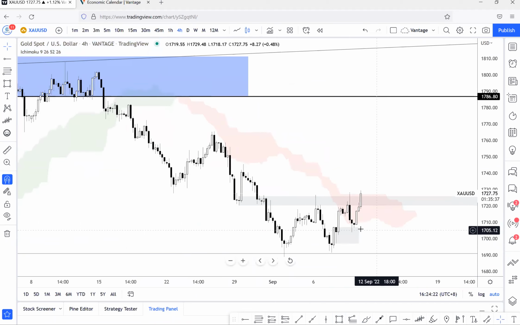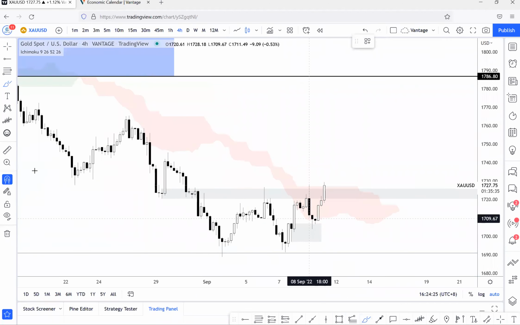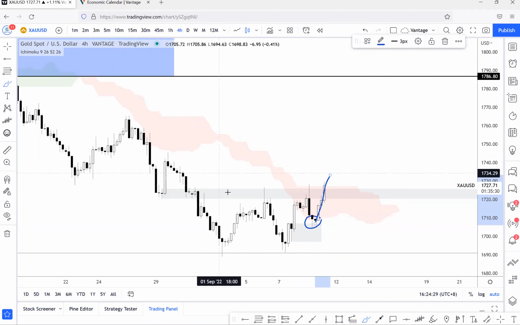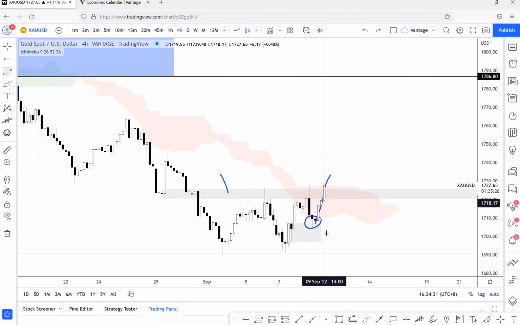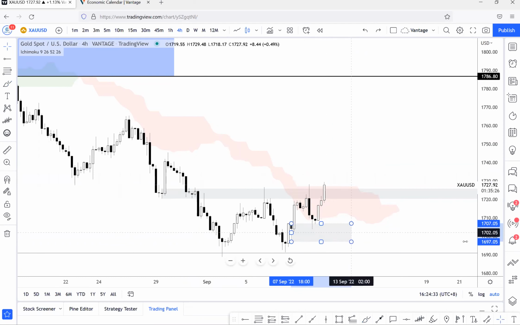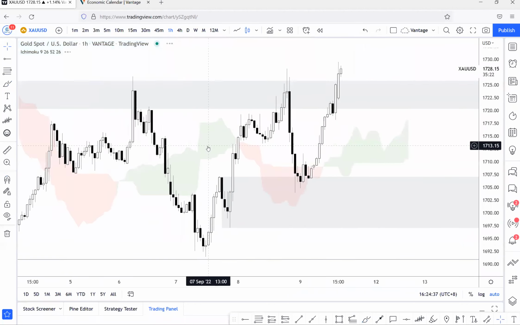Okay, so you can see this region, price came in, tapped into this region over here. And then it pushed much higher. It also broke this resistance. So what this tells us is that this itself is our H4 area, the H4 demand area. Let's go down to the 1 hour time frame.